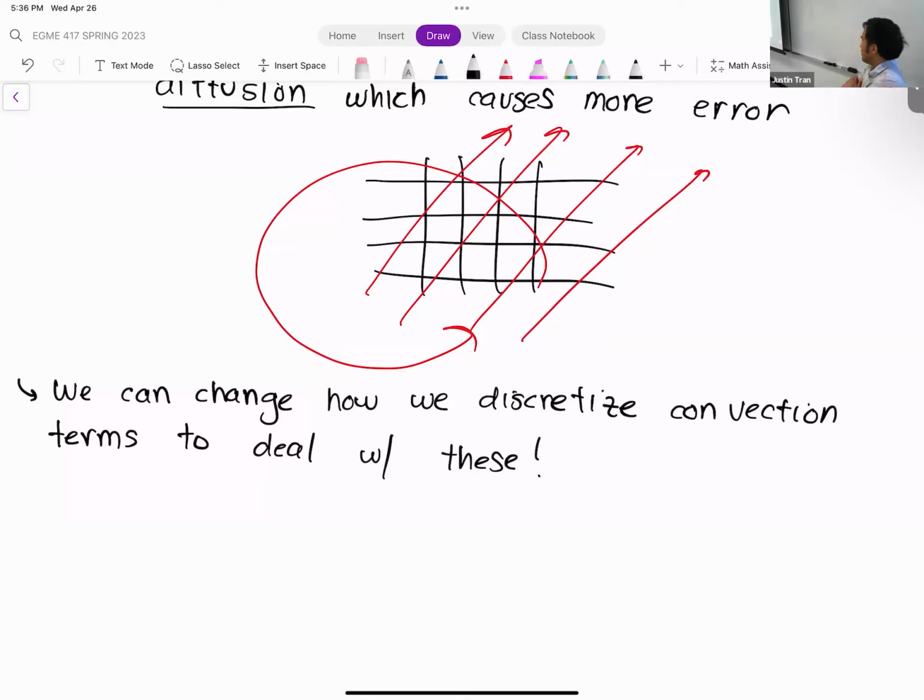Because actually, the limitation that we have right now is that our convection terms are usually only first order accurate or second order accurate, right? Depending on which scheme that we use. I'm going to make the argument that if we increase the degree of accuracy of our convection terms, then a lot of these issues are going to go away.